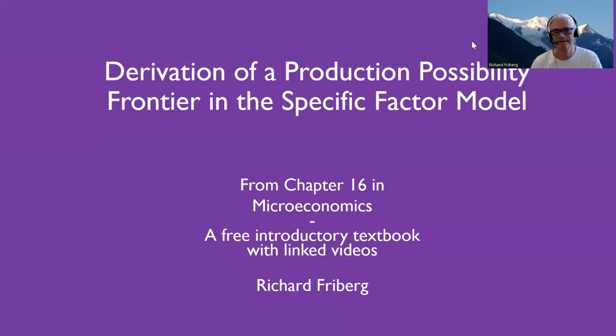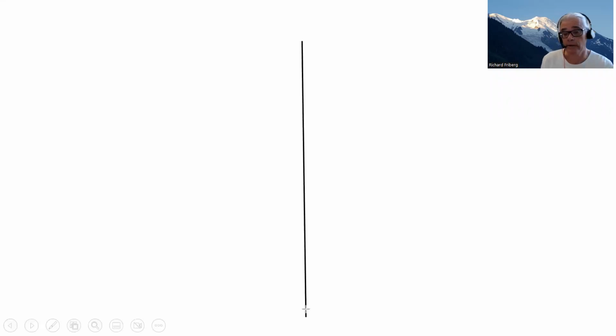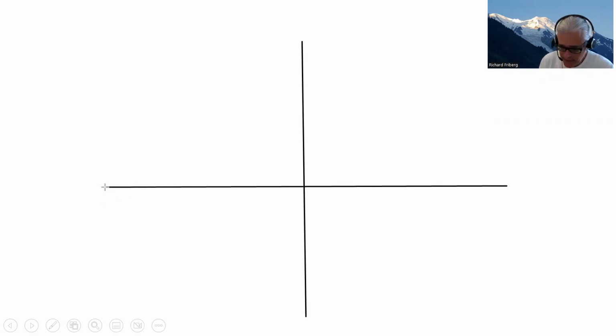Okay, I'm Richard Friberg, and this is a figure from my microbook, Derivation of a Production Possibility Frontier in the Specific Factor Model. And I could say at the outset that this is probably the most complex figure that we have in the course, but I think it's really useful for understanding why the production possibility frontier looks the way it does, and why there are gains from trade in this class of models.